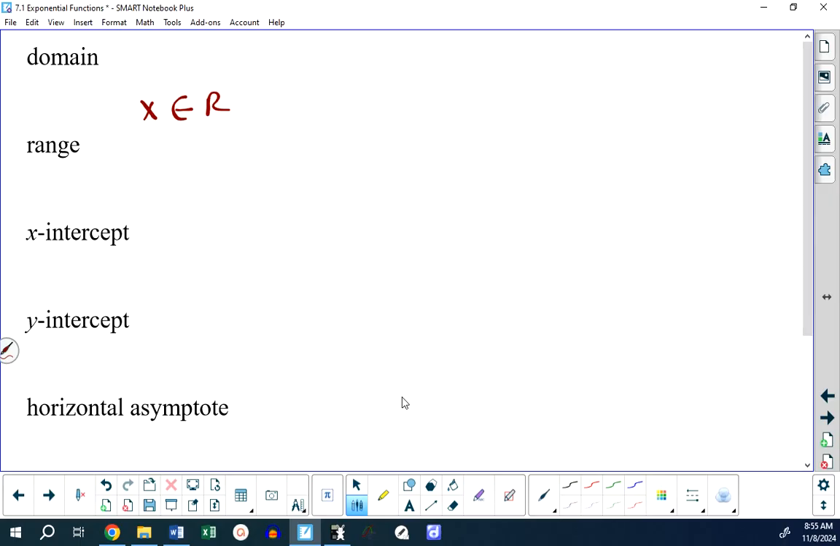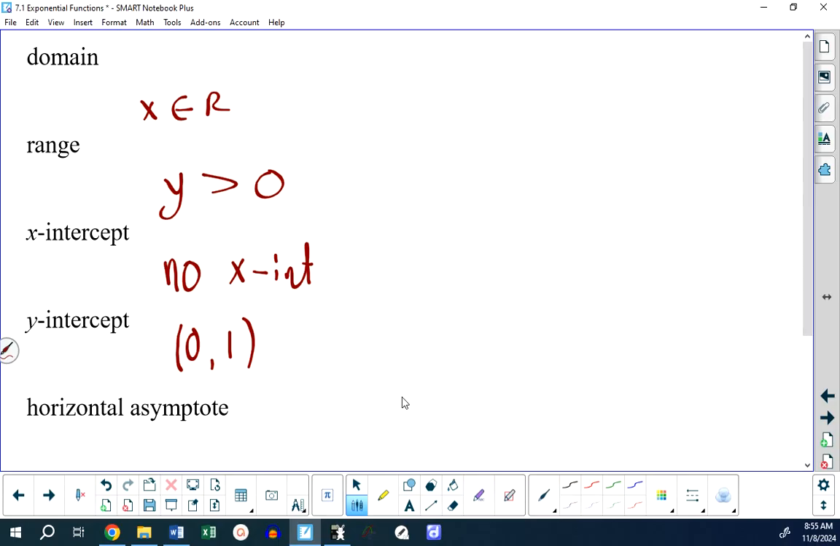The range is y is greater than 0. Not greater than or equal to, but greater. The graph will always be above the x-axis, and it can never touch the x-axis because of that asymptote. As a result of that, there's no x-intercept. The y-intercept, of course, is this. And we could just write the number 1 if you like, but I'm going to use an ordered pair.